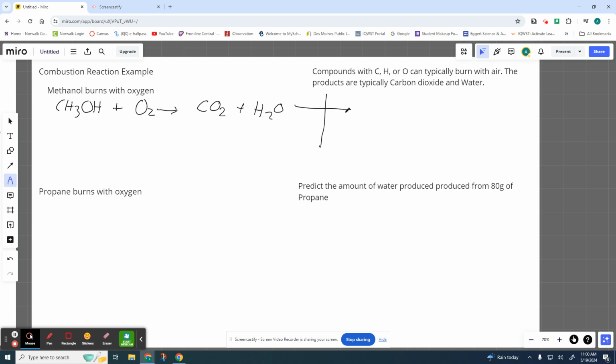This is probably the tougher example out of the two I'm going to show you. I'm going to start off with carbon. The carbon on the left, on the reactant side, I've only got one. The carbon on the right, I have one. So that seems to be balanced and works. However, once we get into adding up the hydrogen and the oxygen, we might run into an issue.